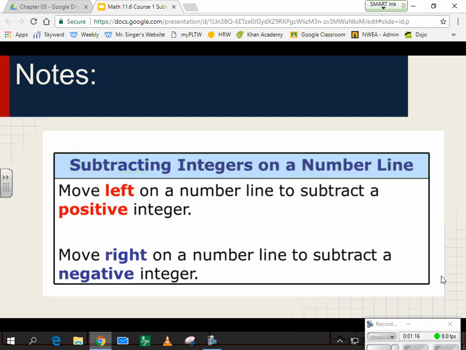When you move left on a number line to subtract a positive integer, and you move right on a number line to subtract a negative integer. Again, left on a number line to subtract a positive, right on a number line to subtract a negative. Less goes to the left, greater goes to the right.